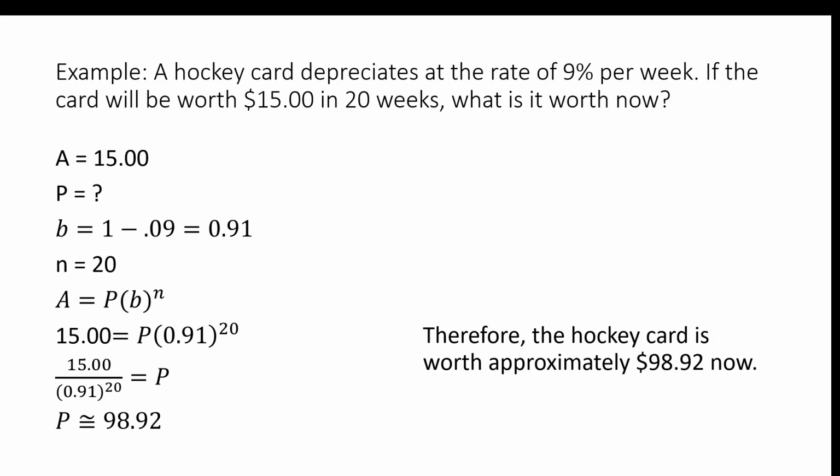Now, what if a hockey card depreciates at the rate of 9% per week? We know the hockey card will be worth $15 in 20 weeks. We want to know what it's worth now. Well, that would mean that 20 weeks from now is A, so A is $15. P is what it's worth now because that's before 20 weeks from now on a timeline, so P is unknown. The base will be 1 minus that 9% decay rate, so 1 minus 0.09 is 0.91. N is equal to 20.